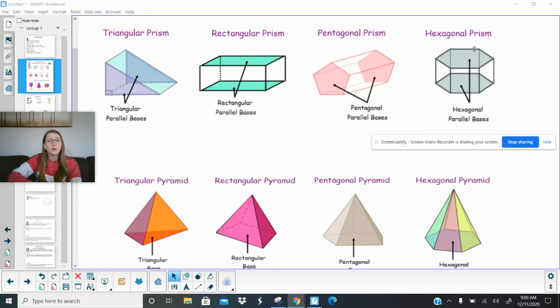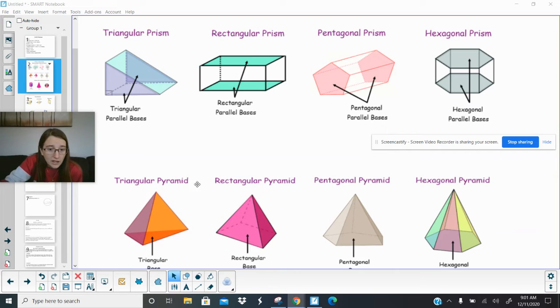The difference is a prism has two bases that are the same. Notice we have these two triangles that are the same. This is all rectangles, but in particular, those two rectangles are the same. These pentagons are the same. These hexagons are the same. And the rest of the sides are rectangles. So again, it's a prism if we see two flat bases like that, parallel to each other.